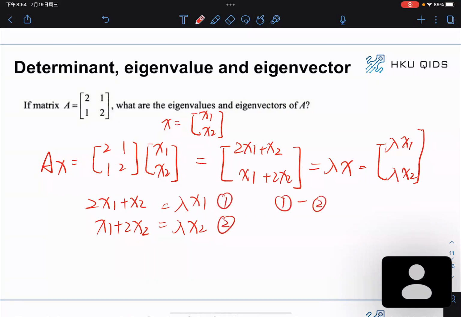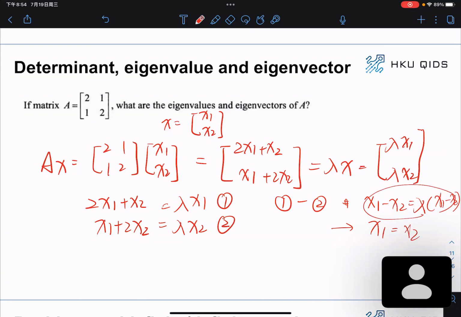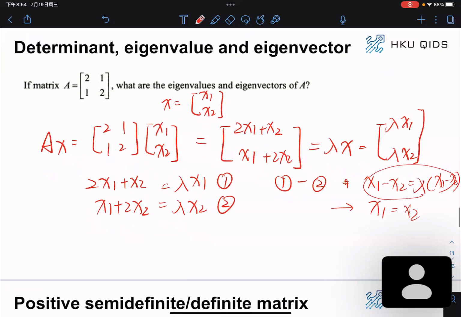So by 1 minus 2, we're going to have x1 minus x2 is going to be the same as lambda times (x1 minus x2), okay? Then in that case, we could have x1 equal to x2, right? To make them equal, we can have x1 equal to x2. Then in that case, we are going to have lambda equal to 3, okay? Because we can just change this one into x1, and lambda has to be 3.